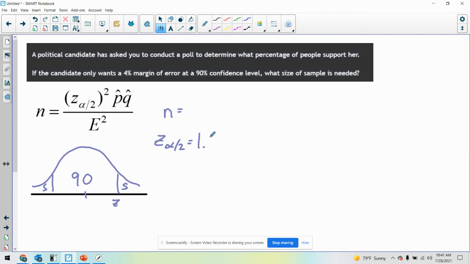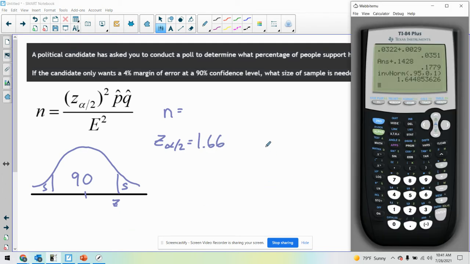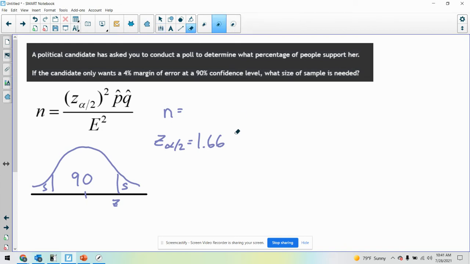is 1.64. I'm not going to use that, so it doesn't really matter. I'm just going to use the number from the calculator. Sorry, 644.